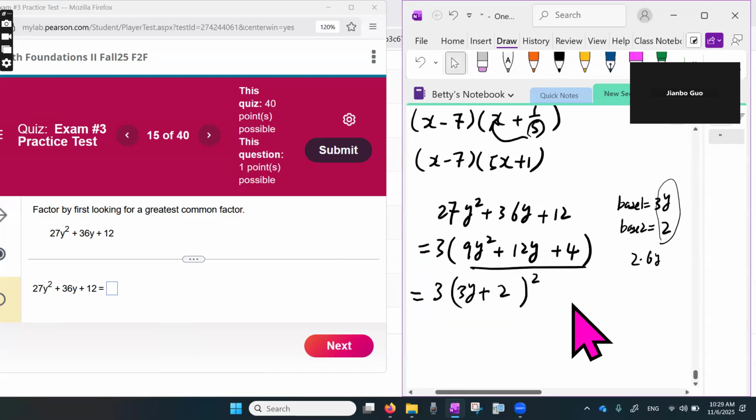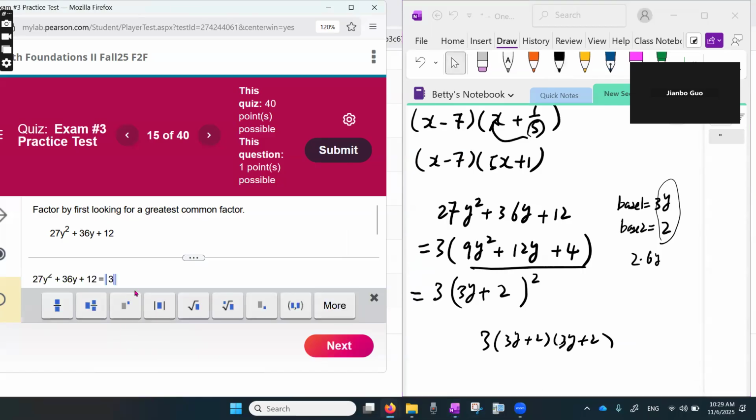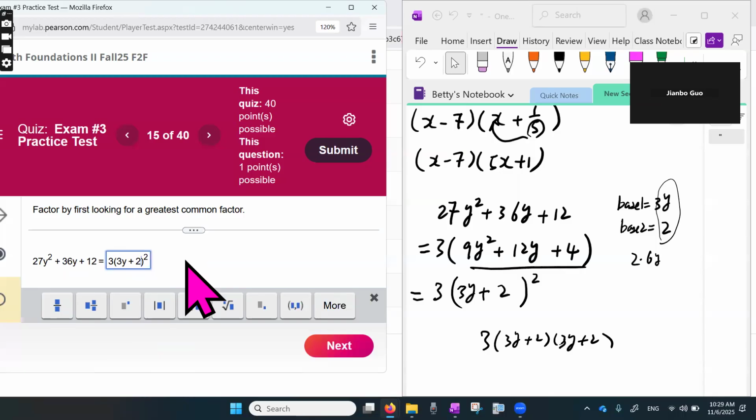2. You might wonder, could I enter 3 times 3y plus 2 times 3y plus 2? Yes, I think so. Same thing, okay? We have 3, and then multiply by parentheses to the power of 2, 3y plus 2. Double check your entry. 3 times 3y plus 2 inside the parentheses to the power of 2.